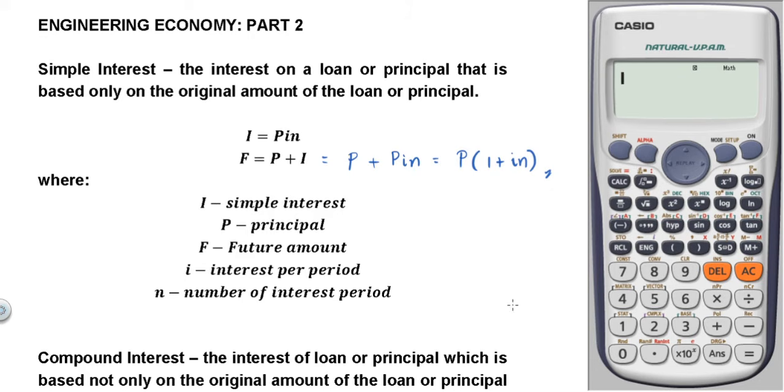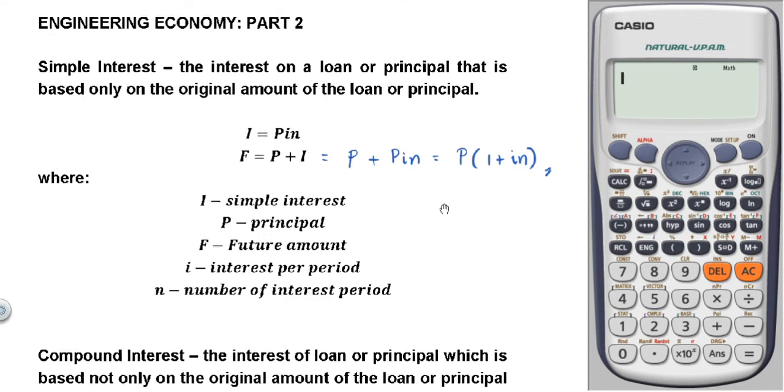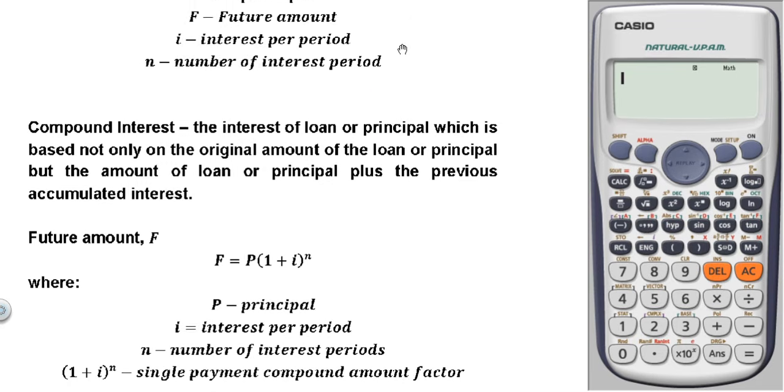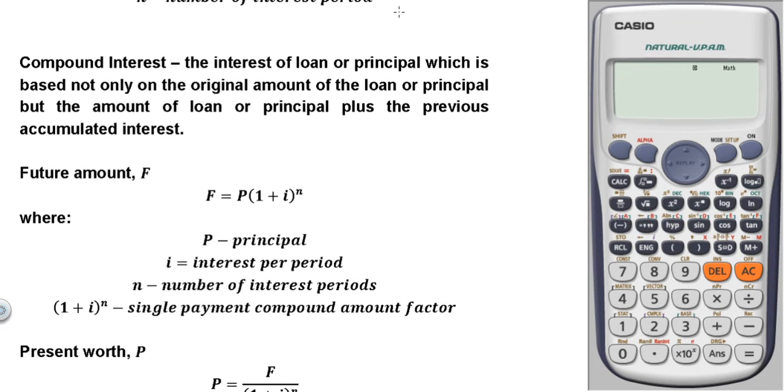Okay. So dito tayo sa compound interest. What is compound interest? Compound interest is the interest of a loan or principal which is based not only on the original amount of the loan or principal, but the amount of loan or principal plus the previous accumulated interest. Oh, di ba? Yung tubo, tutubo uli. Okay. So, power of compounding.